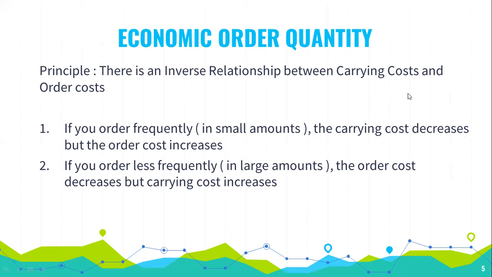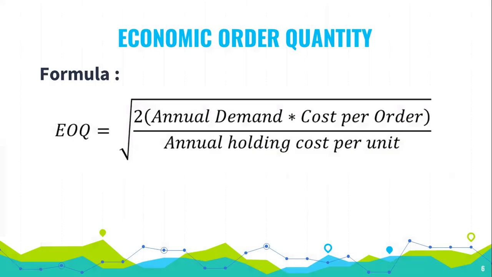So what is the formula for economic order quantity? The formula for EOQ is the square root of 2 times annual demand times cost per order, divided by annual holding cost per unit. So this is the formula that we will be using in economic order quantity. So that we can visualize the formula better, let us have a sample problem.